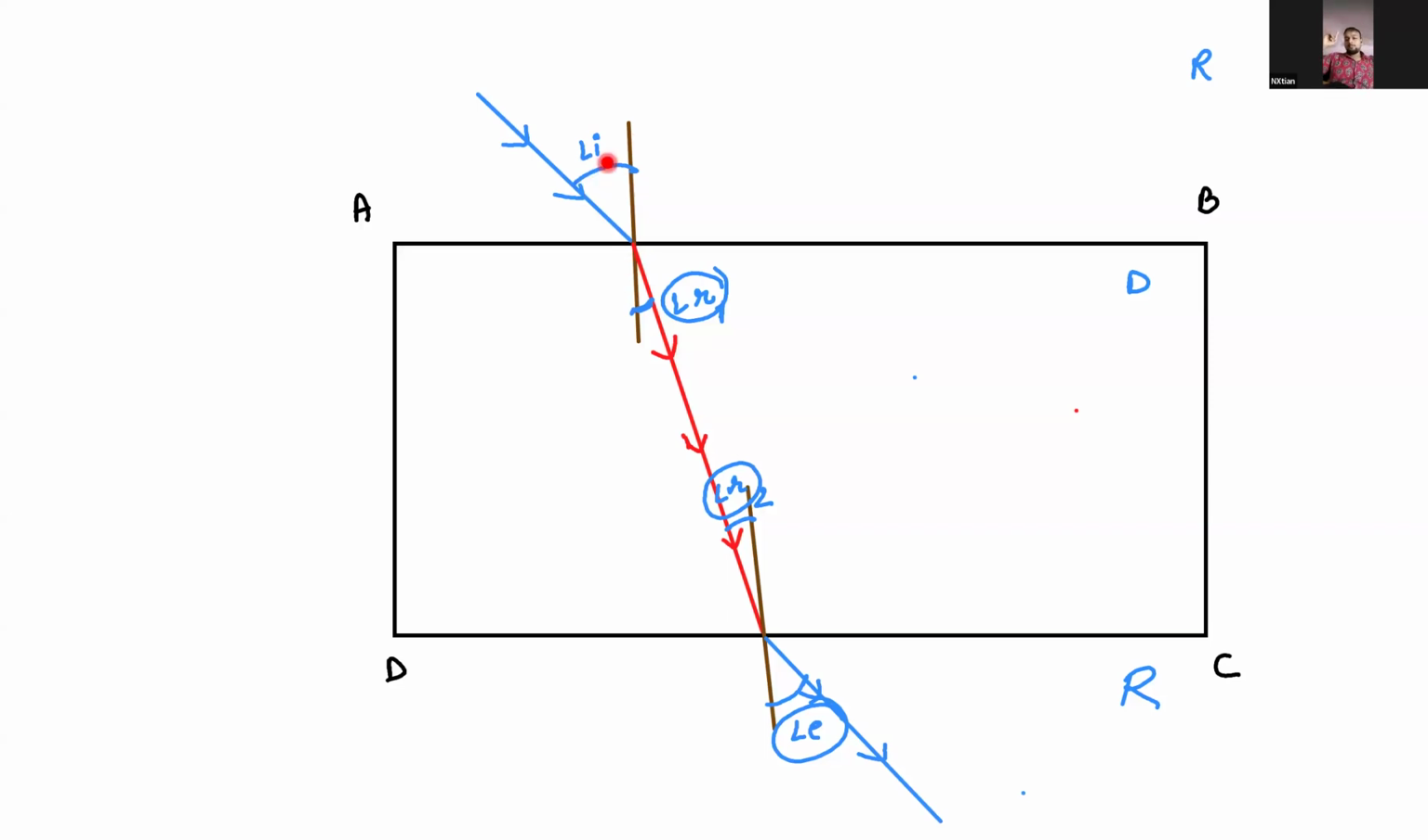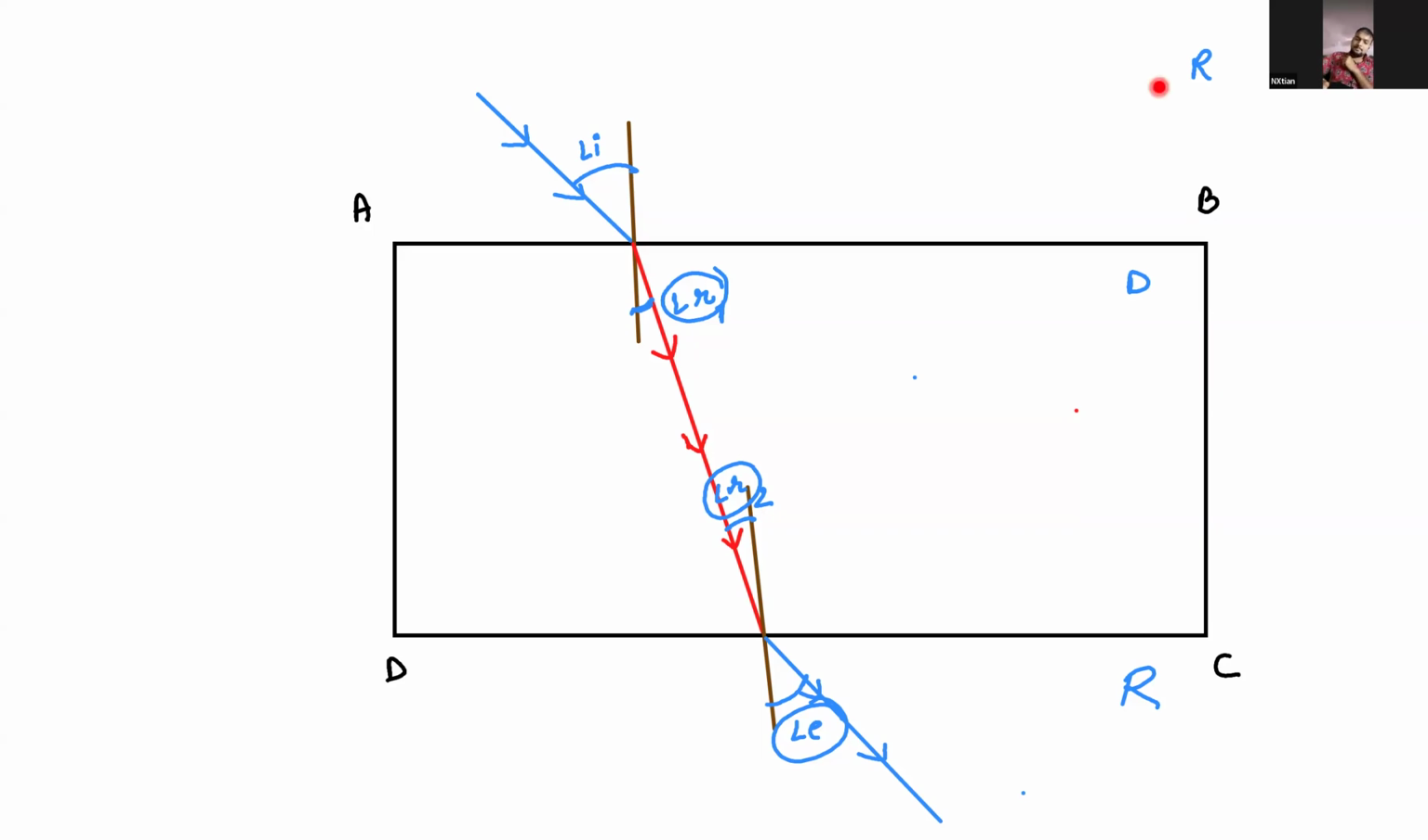Now it creates an angle i. So what we learned is that when light moves from a rarer medium to a denser medium. Now what is a rarer medium? You tell me. It's very loosely packed. Yeah, it means the particles are very far apart as compared to another medium, like the denser medium that we are talking about.